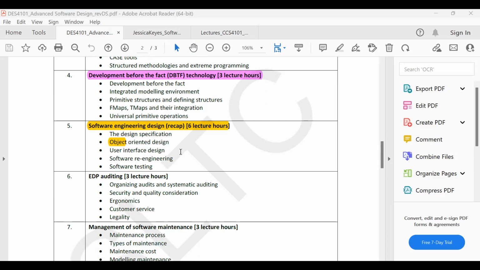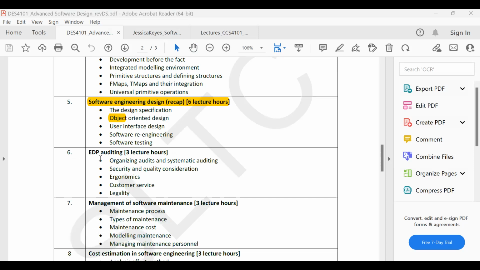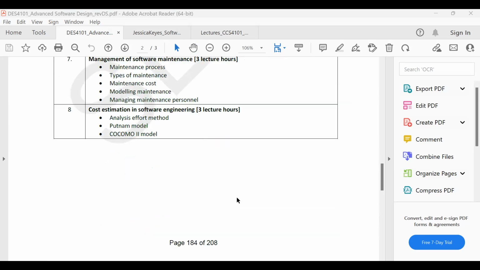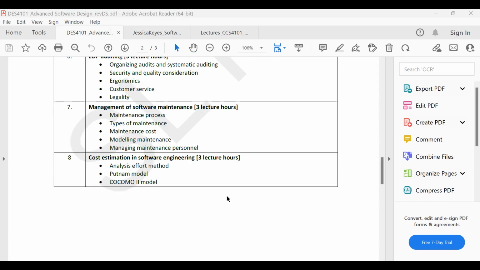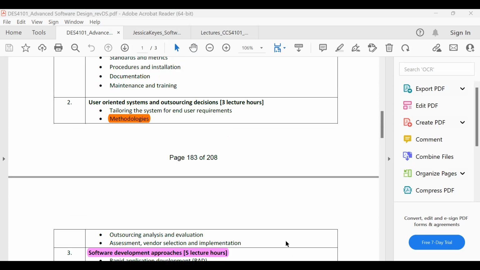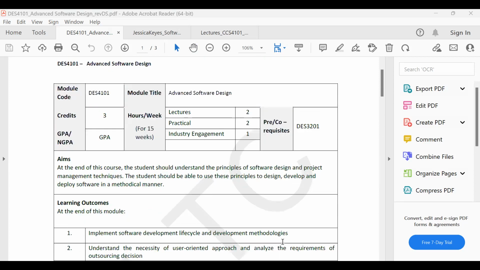This is for recap. Last time we discussed EDP auditing, and today we discussed management of software maintenance. The last topic is cost estimation in software engineering, where we are going to look at different cost estimation methods available in software engineering. With that topic, we will almost cover the topics of advanced software design.